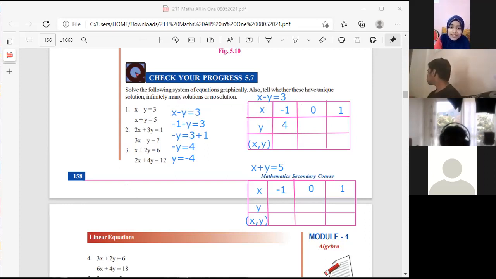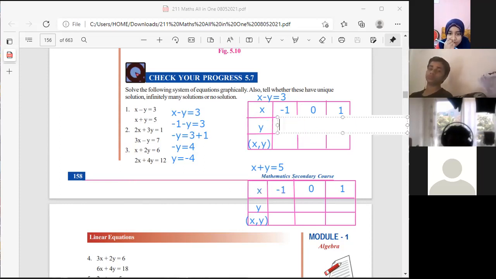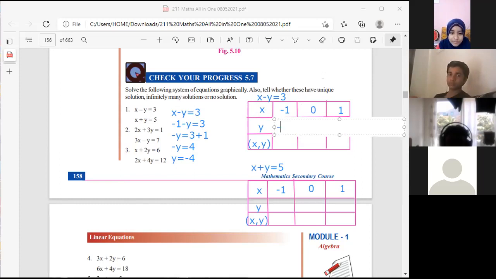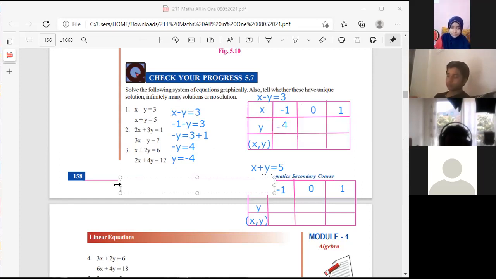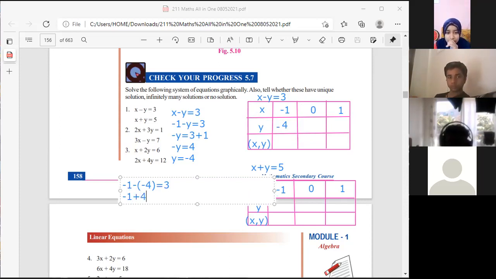See, I'll tell you how it becomes. Now if we take this as minus, let me first put this as minus, okay? Now I will substitute and find the answer. My x is -1, minus in bracket -4, is equal to 3. Let me see if I'm getting it correct or not. -1 plus 4 is equal to 3. Tell me yes or no. -1 plus 4, what will it become?